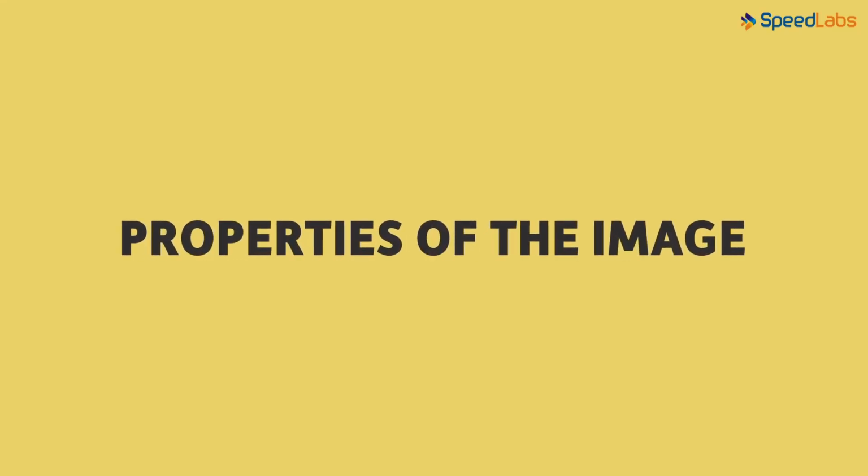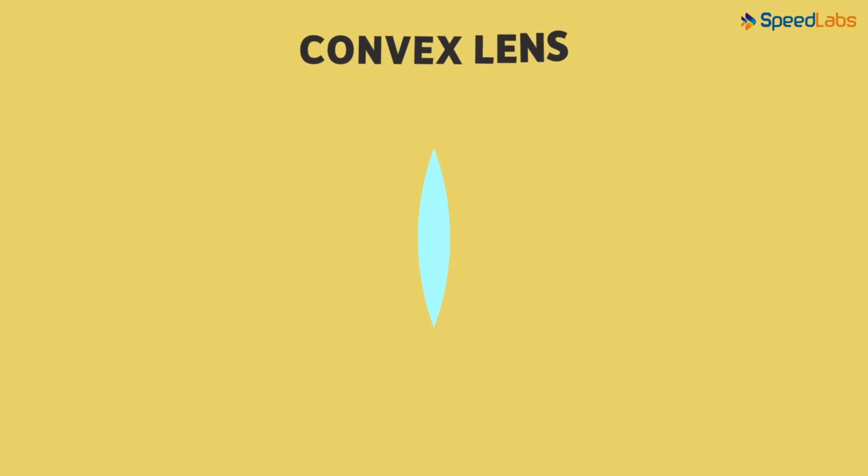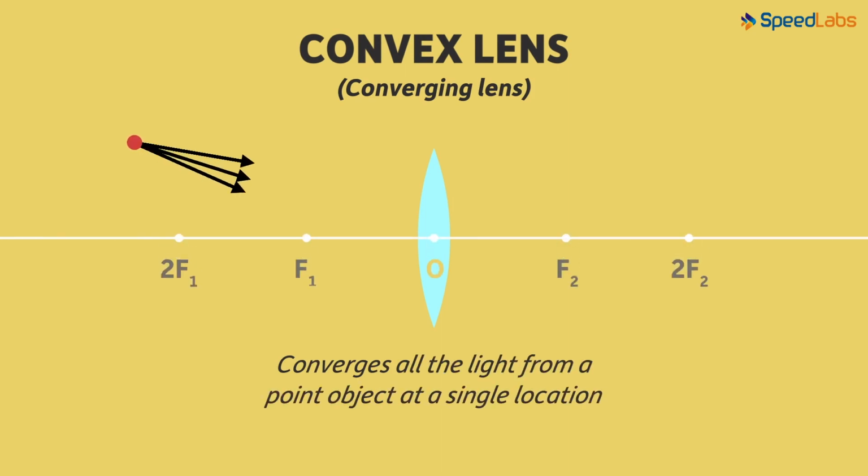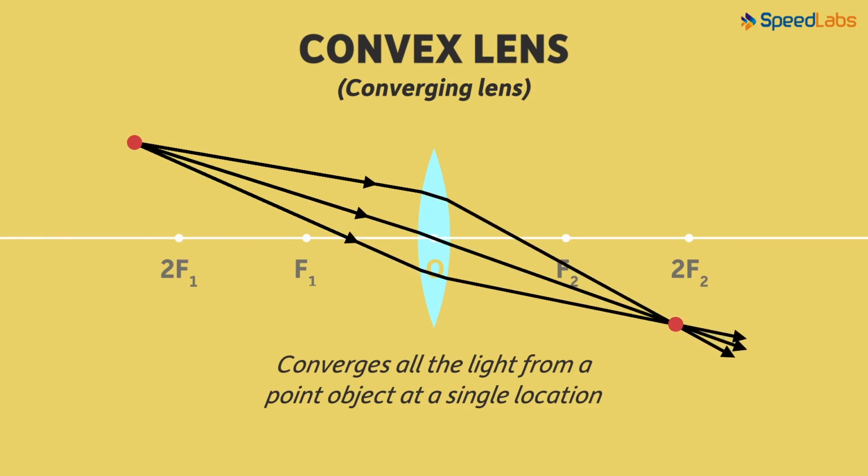In this video, we are going to study various properties of the image formed by a convex lens. A convex lens is also called a converging lens because it converges all the light from a point object at a single location. All the refracted rays get accumulated at a single point, and this is where the image is formed.